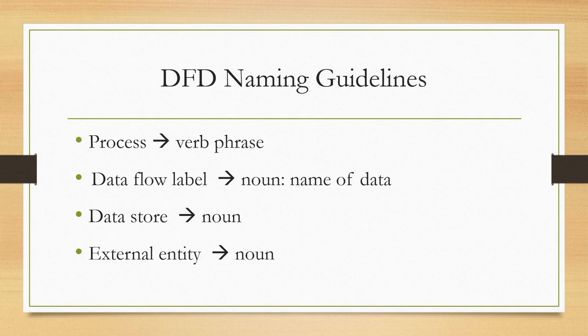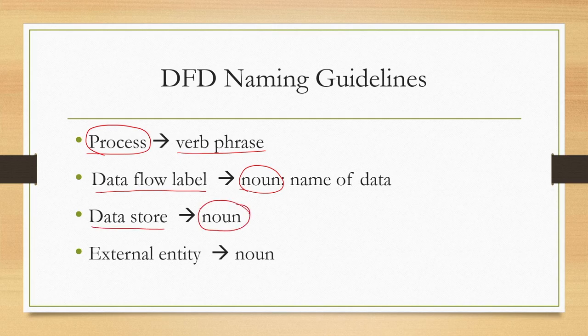Now, while trying to assign names to the different components, generally some conventions can be followed. When you are trying to give a name to a process, try to give it in the form of a verb phrase. When a data flow label is to be given, try to use a noun as the name. For a data store also, try to use a noun as the name. And for an external entity, again a noun should be used as the name of the entity.